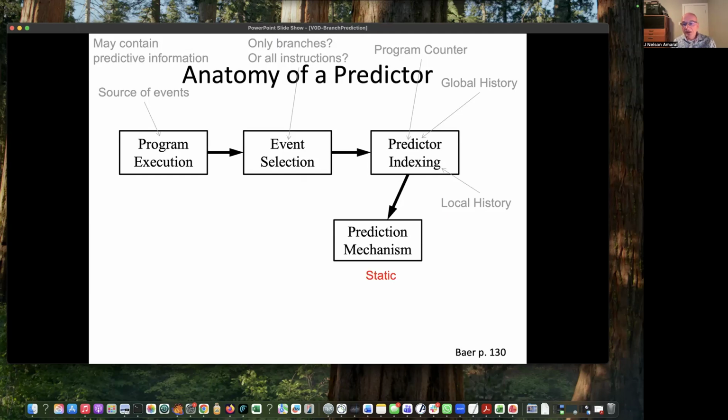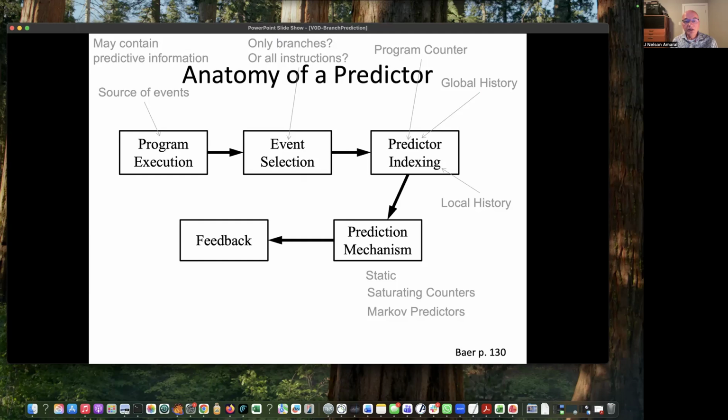Next, we have the prediction mechanism. The prediction may be static or may use saturating counters to make the prediction. I can have Markov predictors. And then once I find out whether this prediction was correct or not, I may want to provide feedback to the predictor so that it does better the next time. So I take the branch outcome and I change the values in the predictor so that the next time that I see this branch, I will take into consideration the outcome of the current execution of the branch.